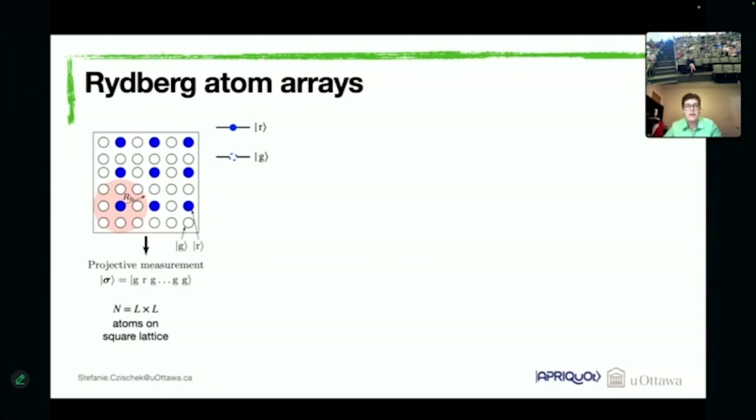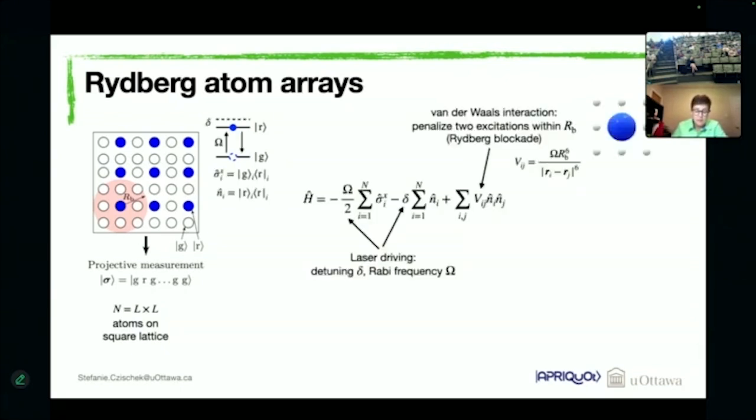And here I will look at Rydberg atom arrays. So Rydberg atoms are neutral atoms that can be prepared in two different states. So we have a ground state, or a highly excited, so-called Rydberg state. And then we arrange these atoms on lattices, where we always focus on just a two-dimensional square lattice. And via projective measurements, we can read out the information of each atom, whether it is in the ground or in the Rydberg state. The system is then described by the so-called Rydberg Hamiltonian, which consists of three terms.